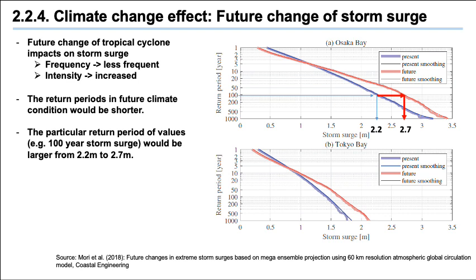The particular return period of the values, such as 100 years storm surge, will become large, from 2.2 meters to 2.7 meters in Osaka Bay.